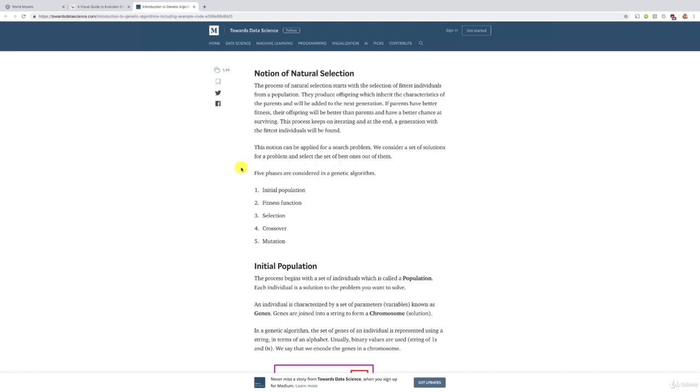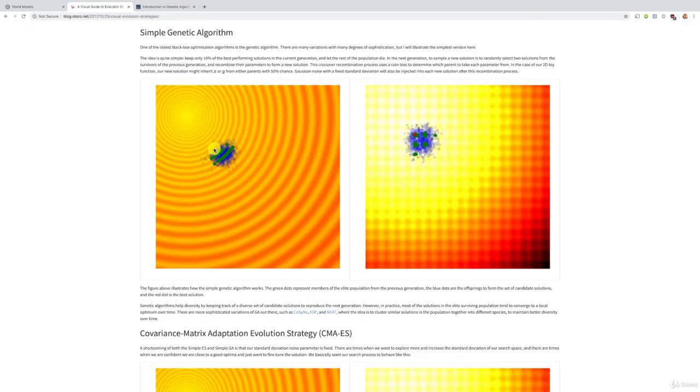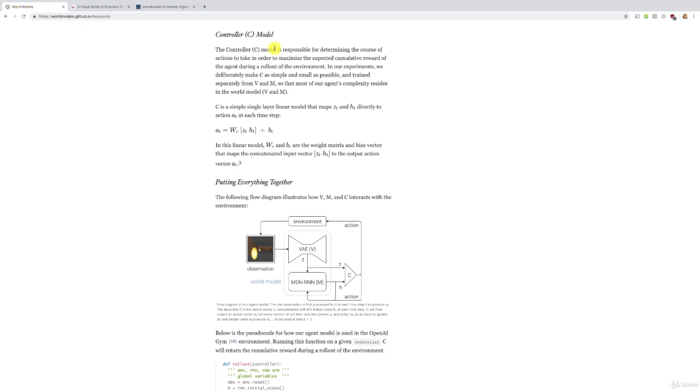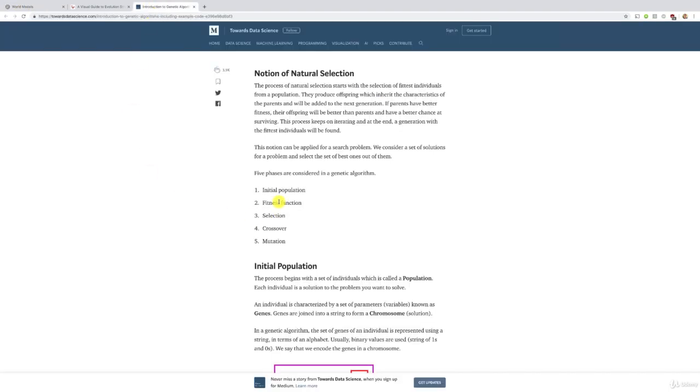So here are the 5 phases of a genetic algorithm. First, we start with the initial population. That's when you sample the blue dots here. Then you define a fitness function, which in our case is clearly how high is going to be the value of the function f. And in our original case, the full world model, it's going to be how high is the expected cumulative reward. And so after you define the fitness function, you're going to select.